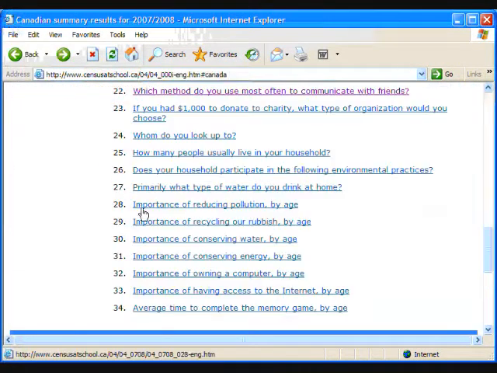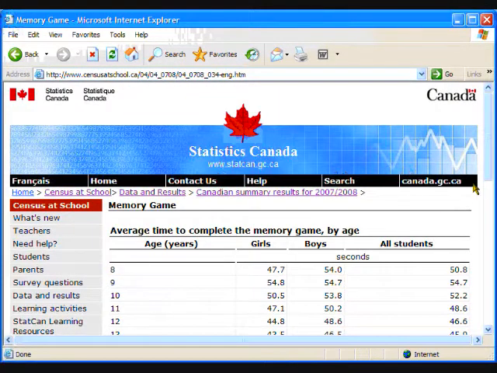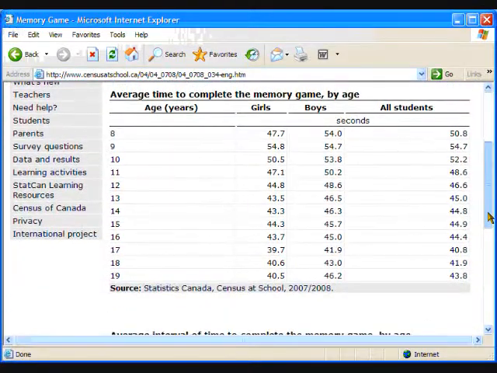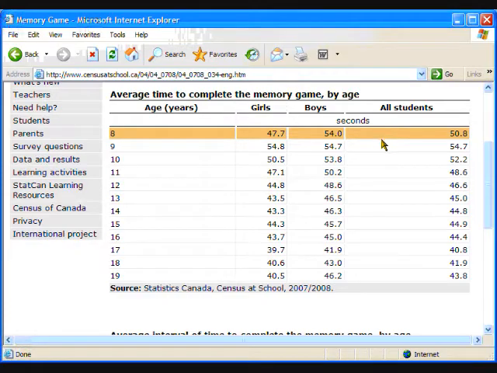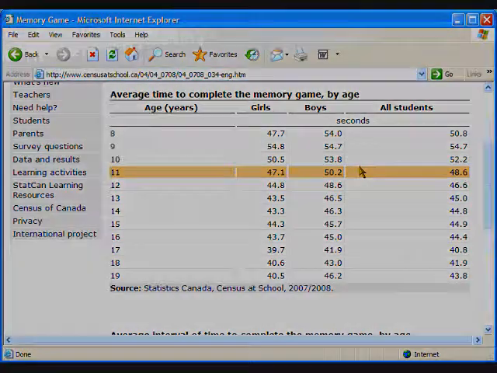Or how about Tables 11 and 34, the average reaction time and the average time to complete the memory game? Who is faster on average, girls or boys? Does this change with age? Who is faster in your class? And the exploration could go on.